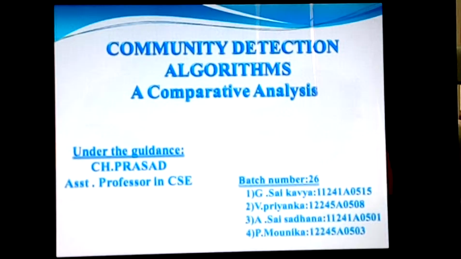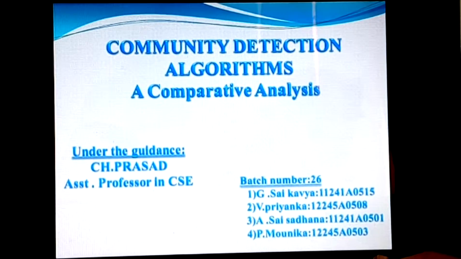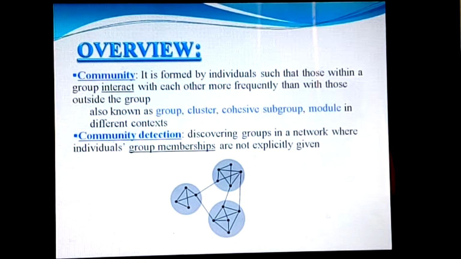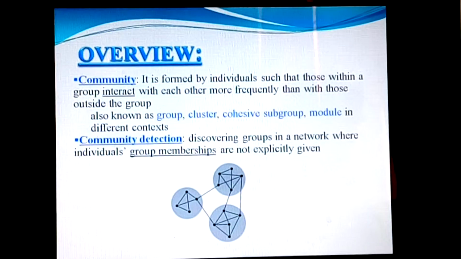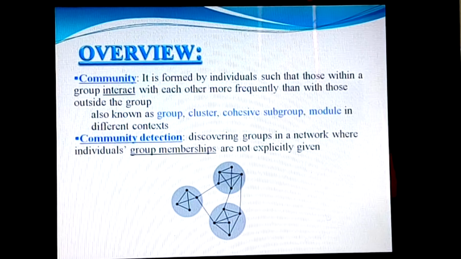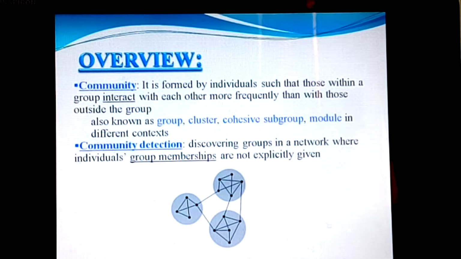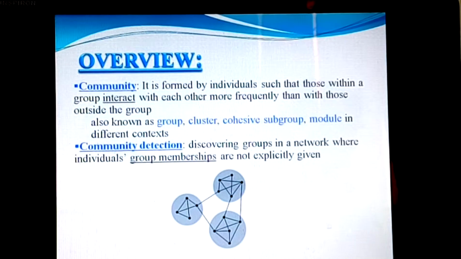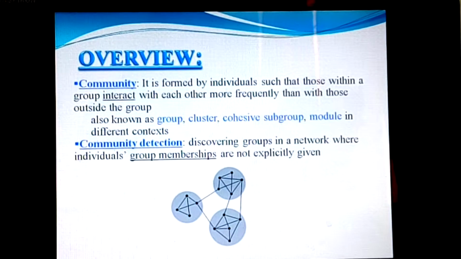Our project title is Community Detection Algorithms, a Comparative Analysis. Our project mainly consists of the following terminology: community and community detection. A community is a group that contains the nodes that interact most frequently. It also has several names like cluster, cohesive subgroup, and module in different contexts. Community detection is discovering groups in a network where individual group memberships are not explicitly given.